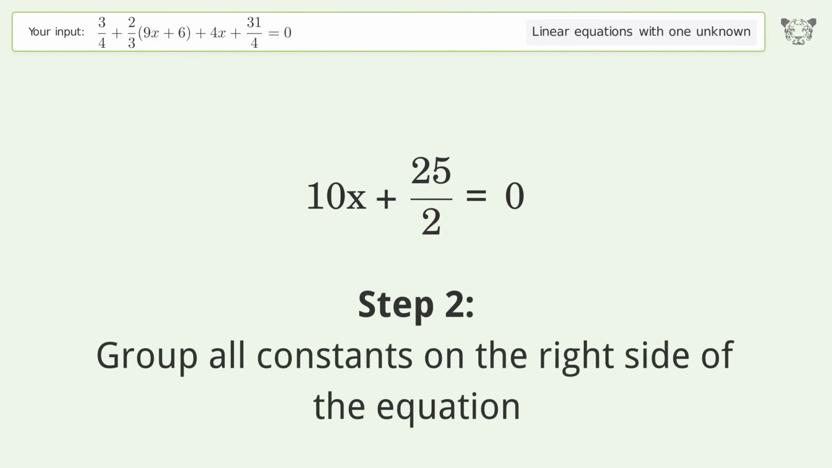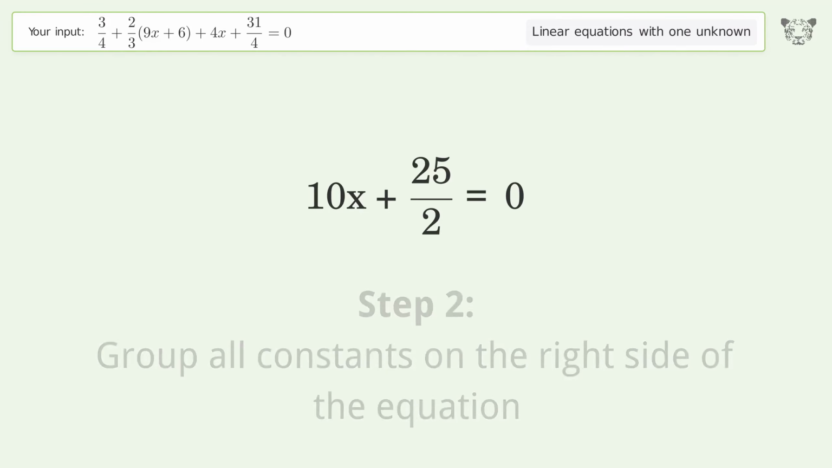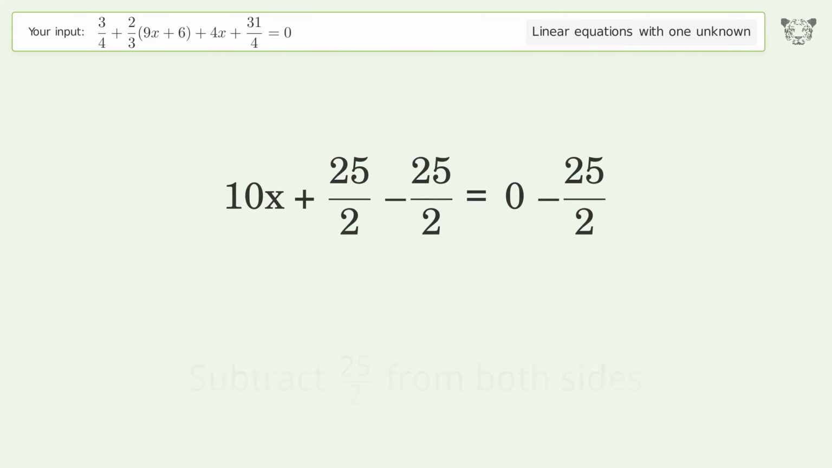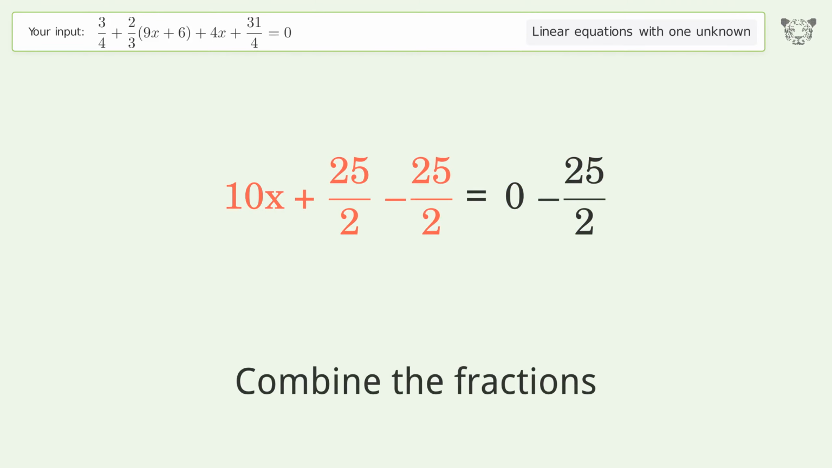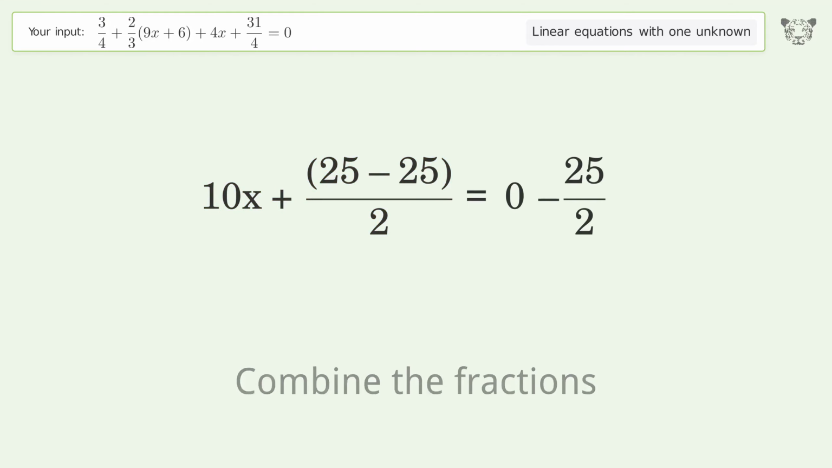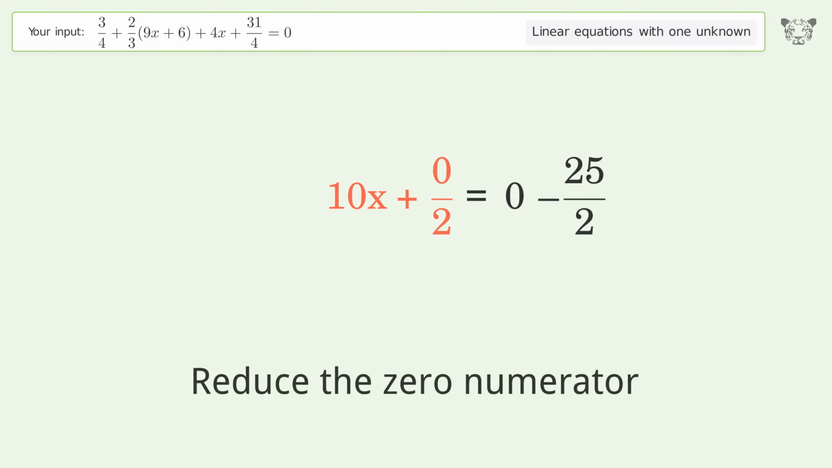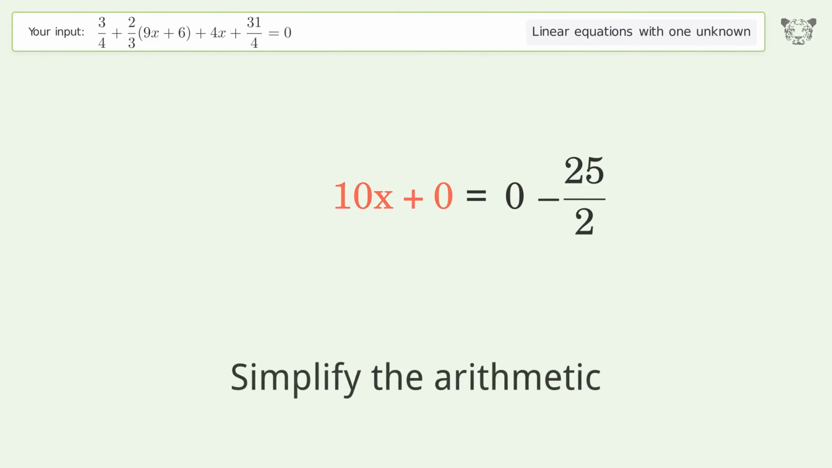Group all constants on the right side of the equation. Subtract 25/2 from both sides. Combine the fractions. Combine the numerators. Reduce the zero numerator. Simplify the arithmetic.